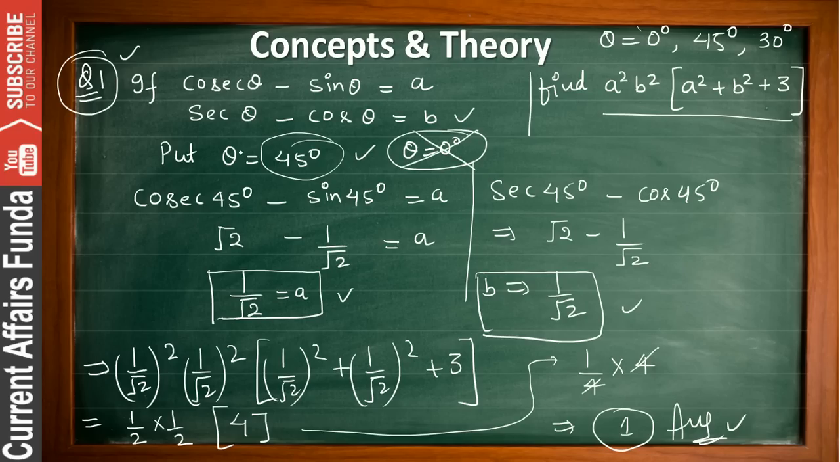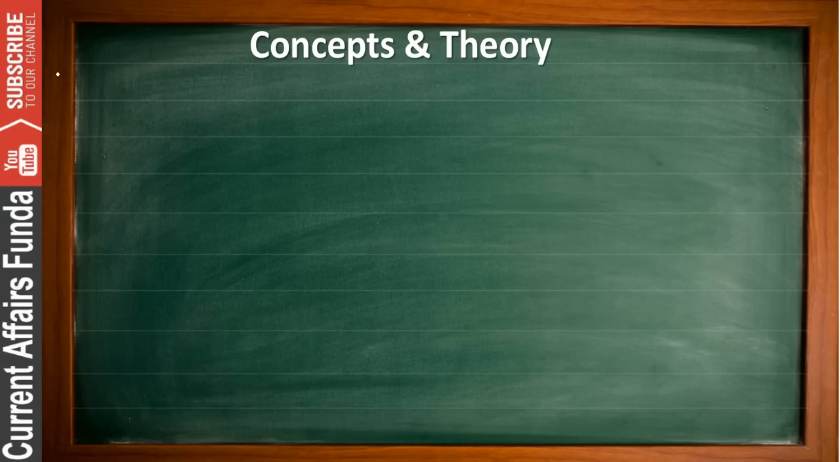So if we put theta equal to 45 degree, then we will get A equal to 1 by root 2 and B equal to 1 by root 2. When we put the values of A and B here, then we will get the solution that is 1. Okay, I hope you all understand. Now let's move to problem number 2, that is question number 2 here.